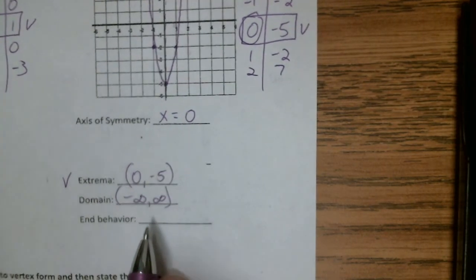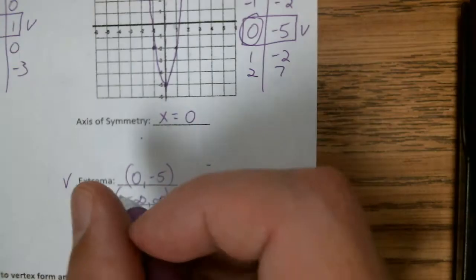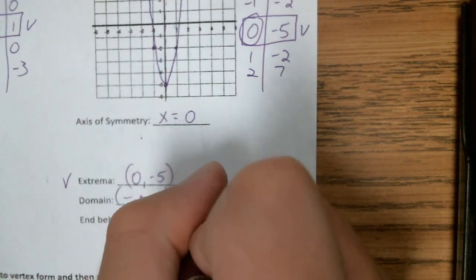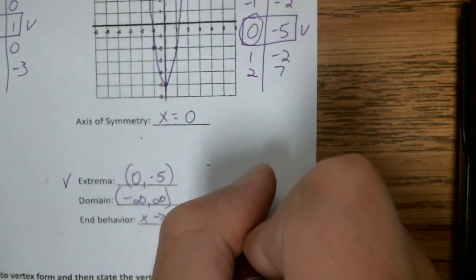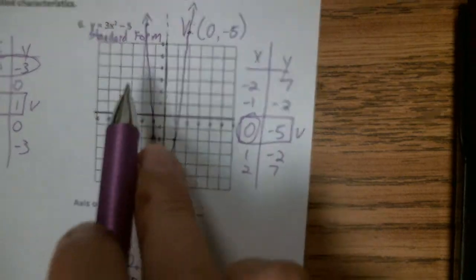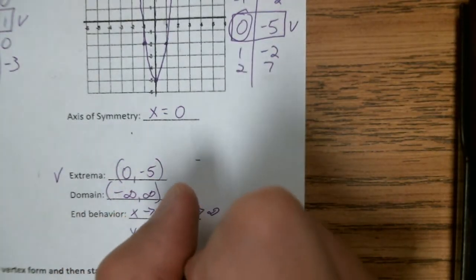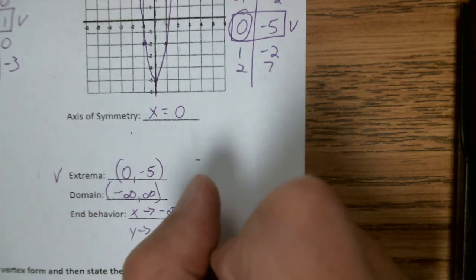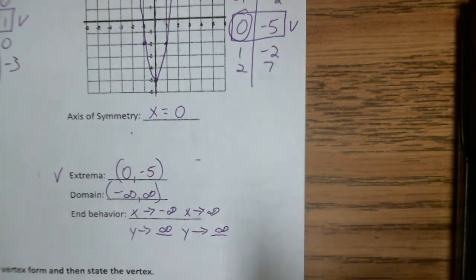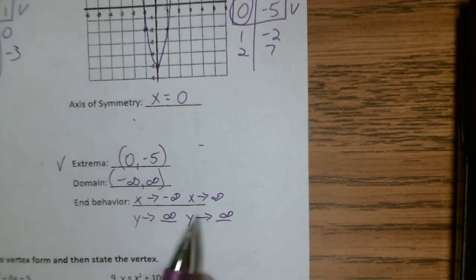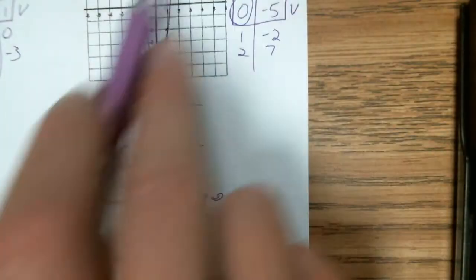And the end behaviors, now this time they don't say left or right, okay, so we're going to use both. As x approaches negative infinity and then as x approaches positive infinity, well, where are both arrows pointing? They're both pointing up. So in both of my end behaviors, both of my y's are headed towards positive infinity. That's what you need to remember. Both y's are either headed both up or they're both headed down.